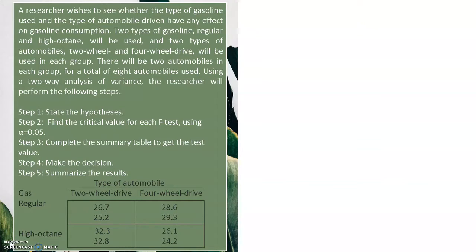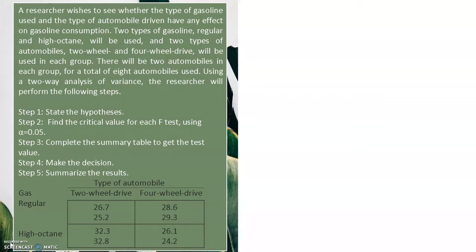Okey, seterusnya kita akan tengok kepada contoh soalan dalam two-way analysis of variance. A researcher wishes to see whether the type of gasoline used and the type of automobile driven have any effect on gasoline consumption. Two types of gasoline, regular and high octane, will be used, and two types of automobiles, two-wheel and four-wheel drive, will be used in each group. There will be 2 automobiles in each group for a total of 8 automobiles used.